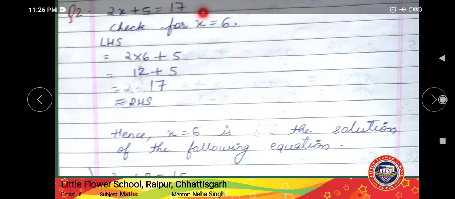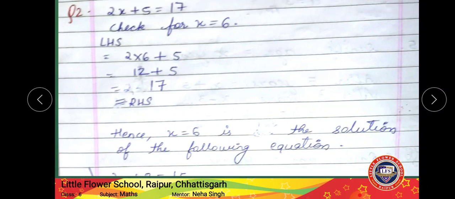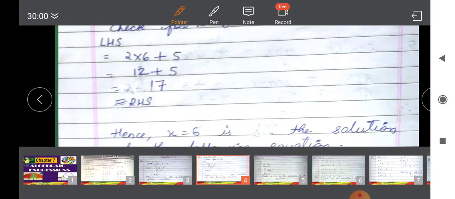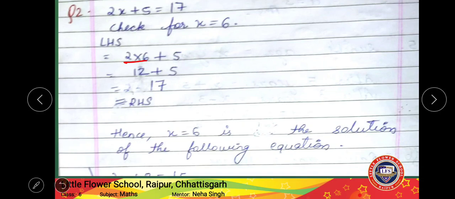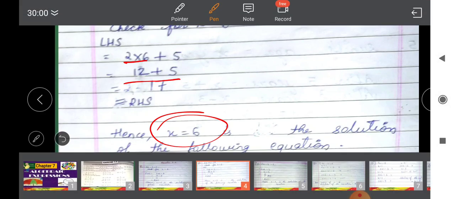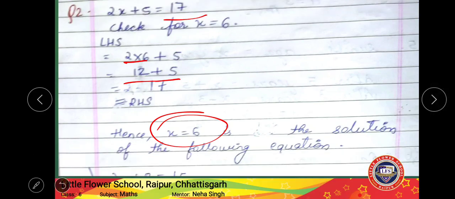Again in this we have to check for x equals 6. So what we will do, 2 into x, means 6, plus 5. 2 into 6 is 12. 12 plus 5 is 17, which is equal to RHS. Hence, x equals 6 is the solution of the following equation. Again, we can say that x equals 6 is the solution for the following equation.